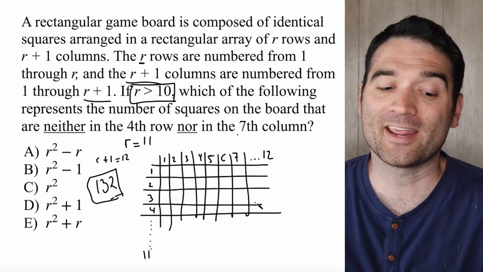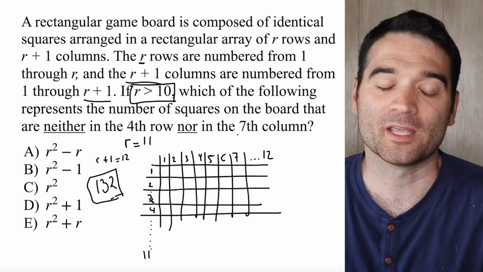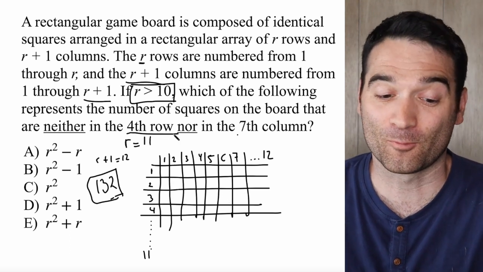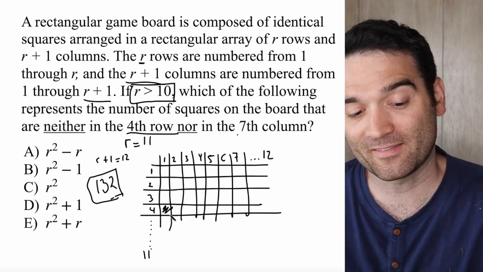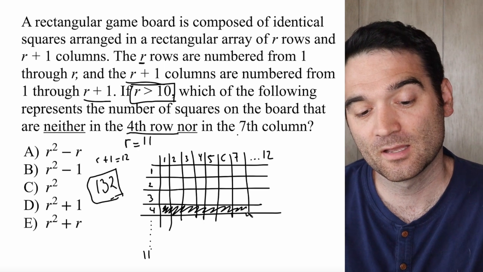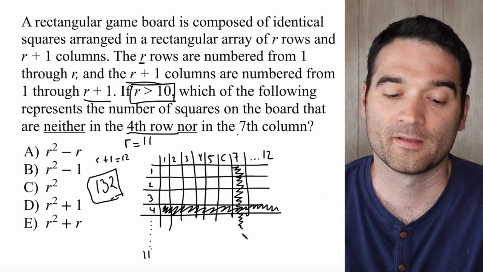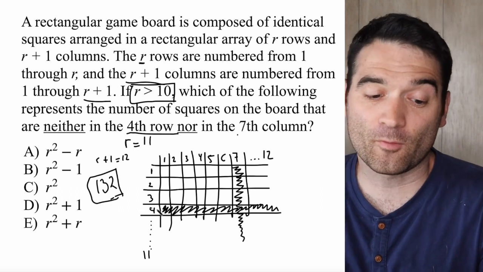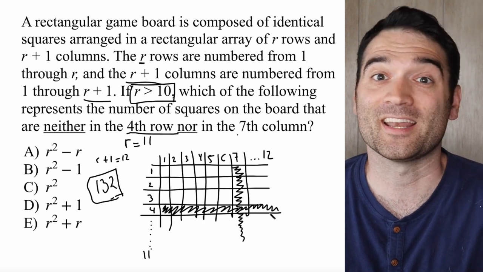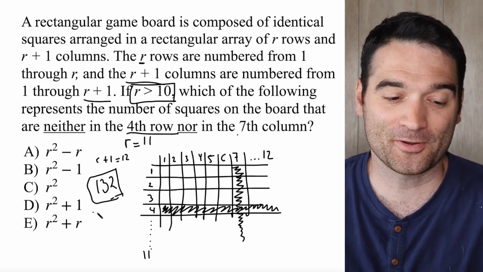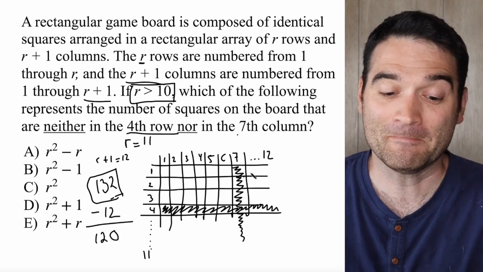And we want to know how many are not in row 4 or in the 7th column. So in other words, I want to take out these ones, and I want to take out these ones all the way down. Well, in the 4th row, how many cells are there? 1, 2, 3, 4, 5, 6, 7, 8, 9, 10, 11, 12. So it's going to be 132 minus 12. Keep tabs on this. And that gets me down to 120.